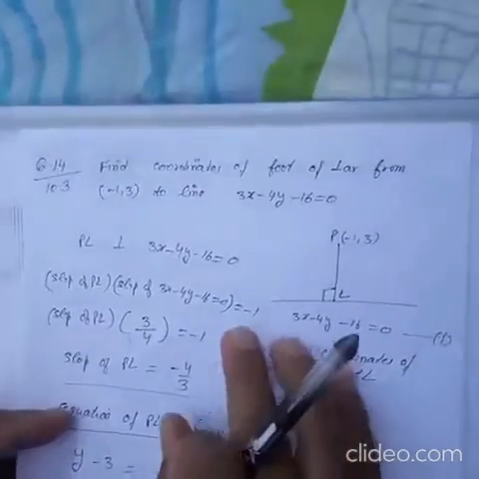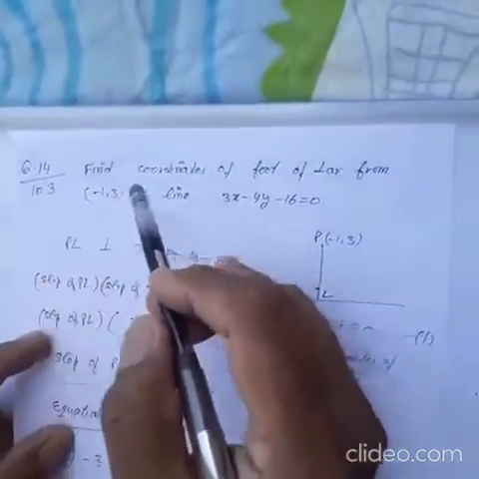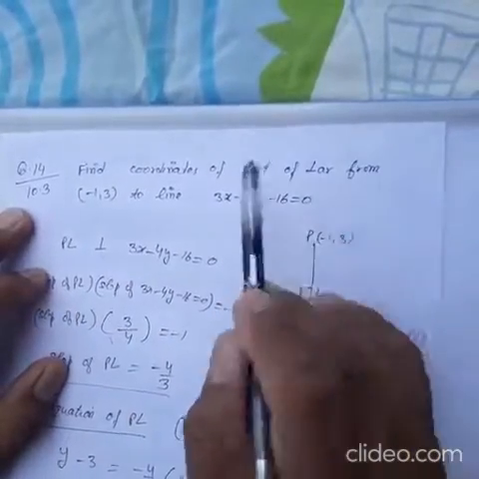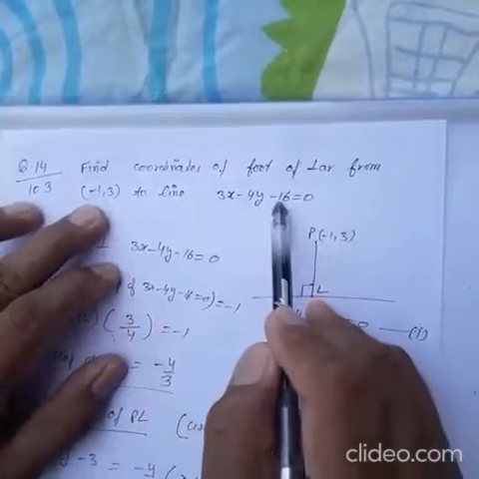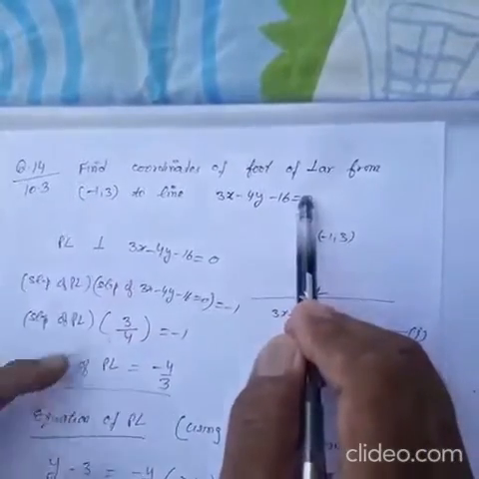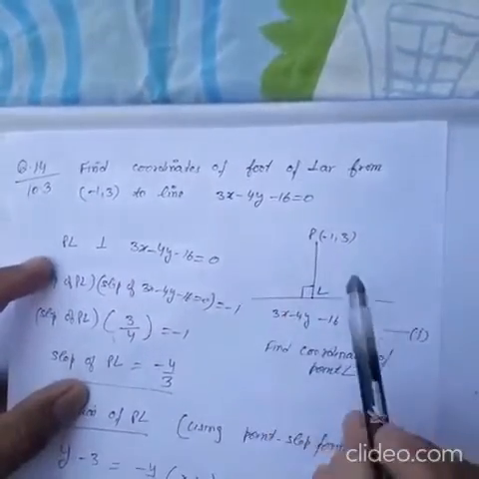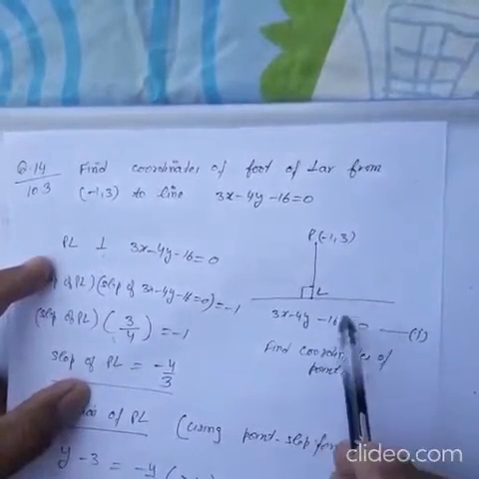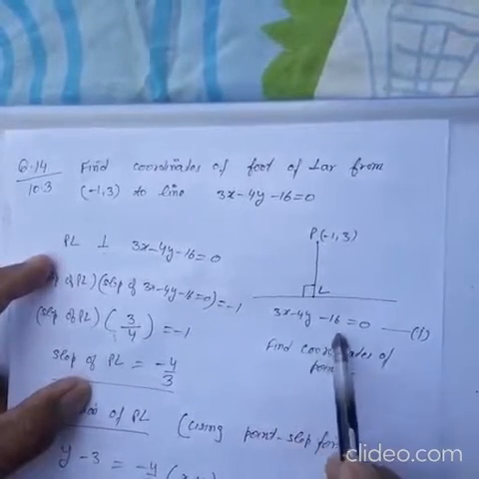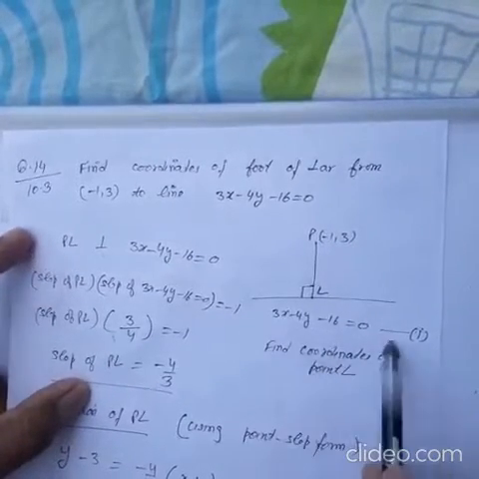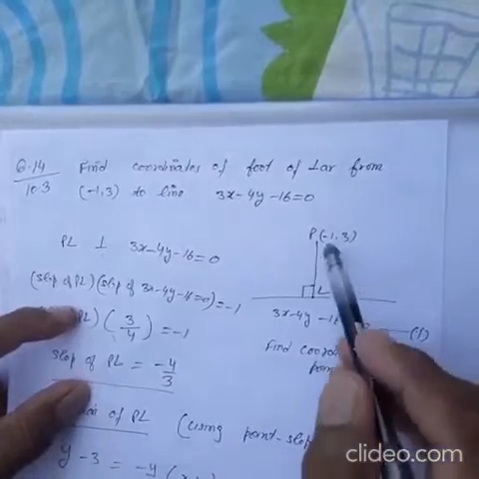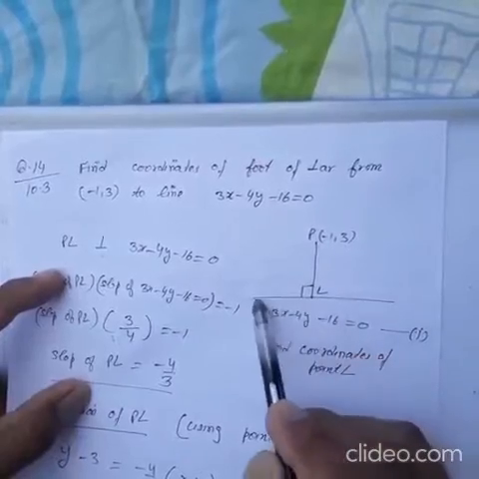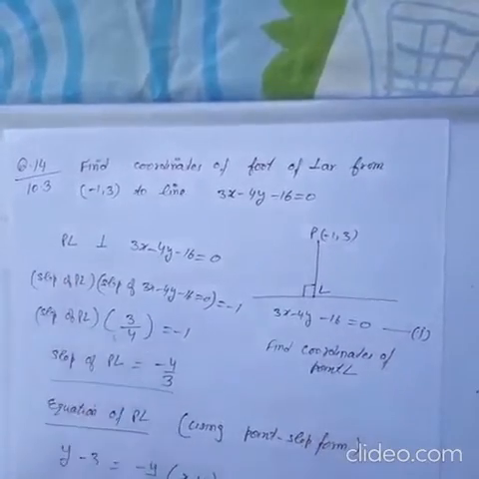Question number 14. In this we are given the statement: find the coordinates of the foot of perpendicular from (minus 1, 3) to this line. This is a very important question. Foot of perpendicular. Now P is the given point. This L is the given line, whose equation is 3x minus 4y minus 16 equals 0. Let it be number 1. And we want to find the coordinates of point L where PL is perpendicular to the line.